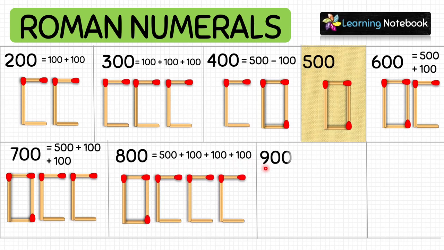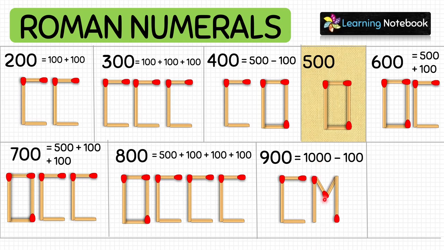Next number, 900, which can be written as 1000 minus 100. Since we have a subtraction here, so we will paste smaller numeral first. So let's paste C and then M, which is the symbol for 1000. So CM is the Roman numeral for 900.